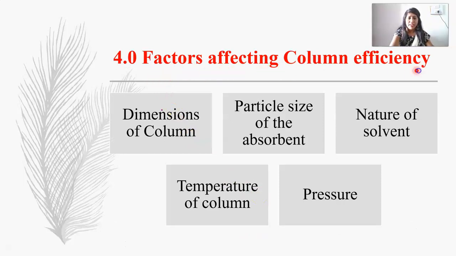Next, what are the different factors which affect the column efficiency? Dimensions of the column, particle size of the adsorbent, nature of solvents, temperature of the column, and pressure. See, in case of dimensions of the column, the length to diameter ratio of 20 to 1 or 30 to 1 is mostly ideal. But for more improved efficiency, 100 to 1 can also be satisfactorily utilized. Particle size of the adsorbent again plays a most important role. Adsorbent activity depends upon the surface area of the adsorbent. For increasing the surface area, the particle size should be reduced, and hence the adsorbent activity increases.